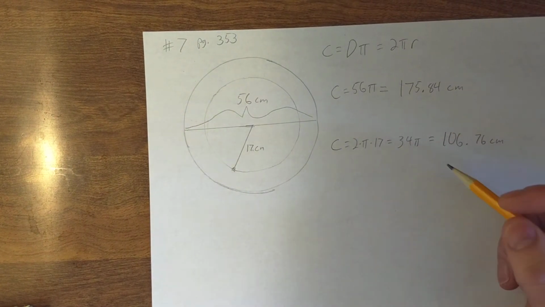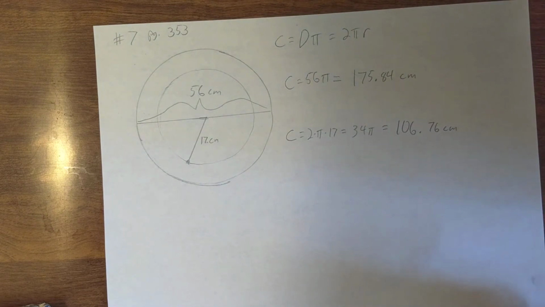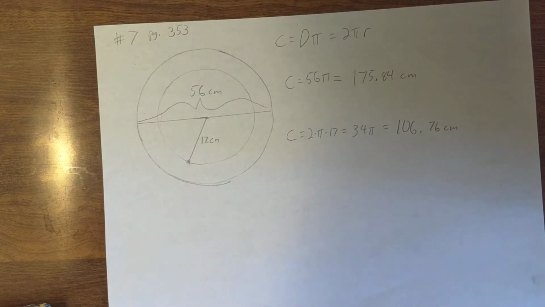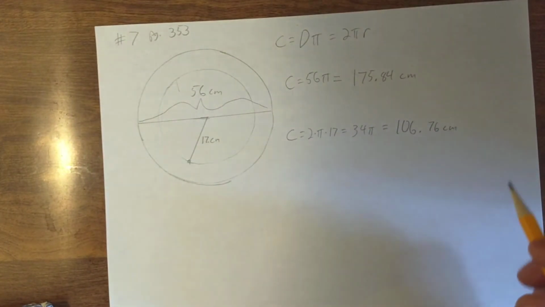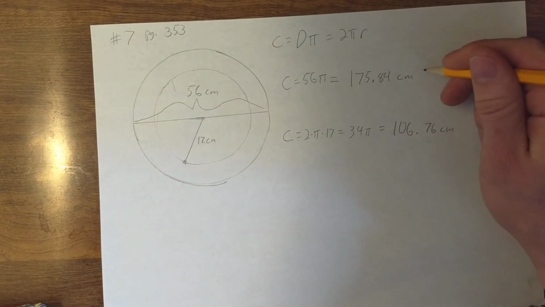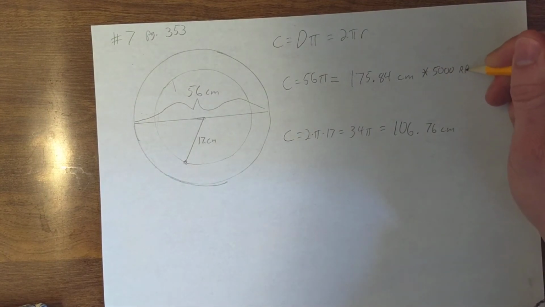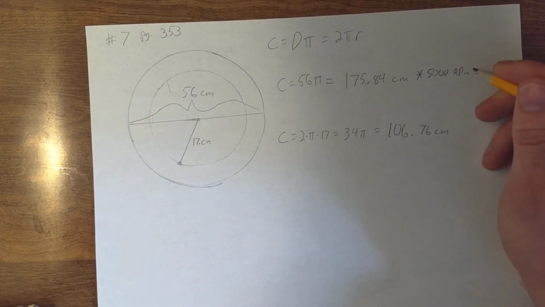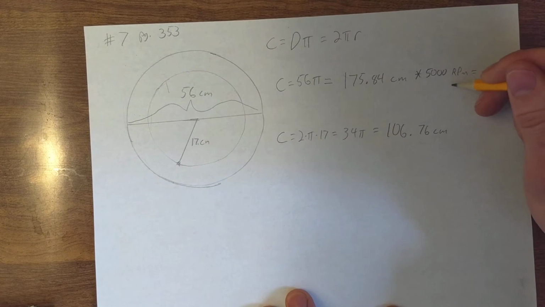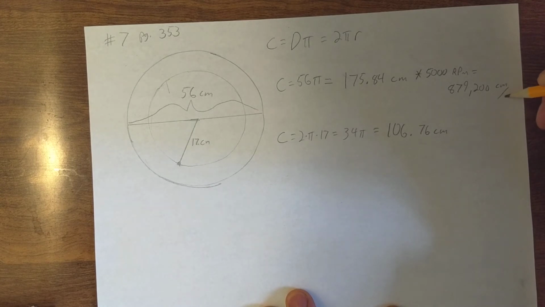Now we need to do a little bit of math. We know the sports car is going at 5,000 revolutions per minute. That means this tire is spinning around 5,000 times in a minute. So to figure out its speed, I need to multiply this by 5,000 RPMs. So this means every minute this is going 879,200 centimeters per minute.